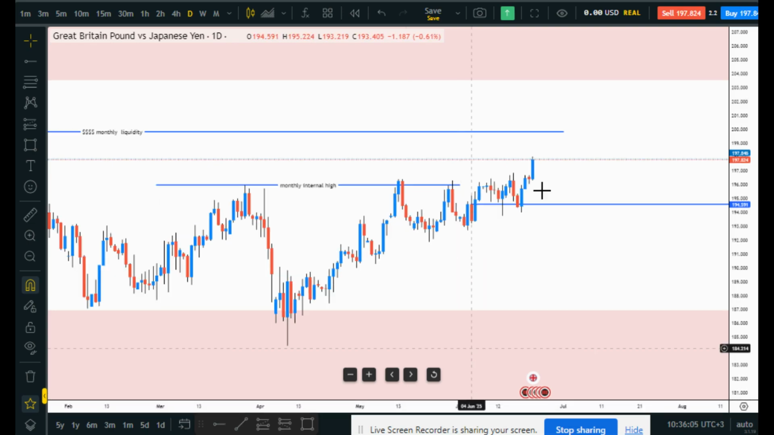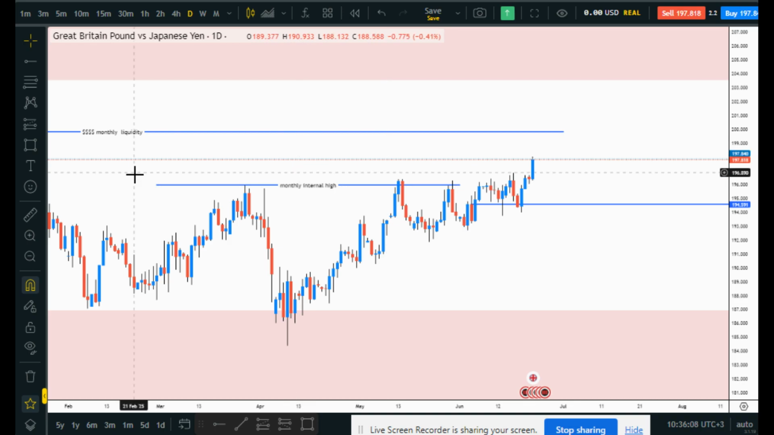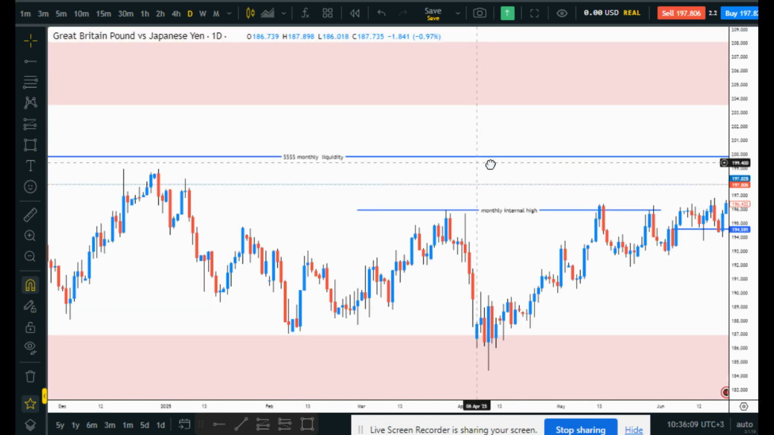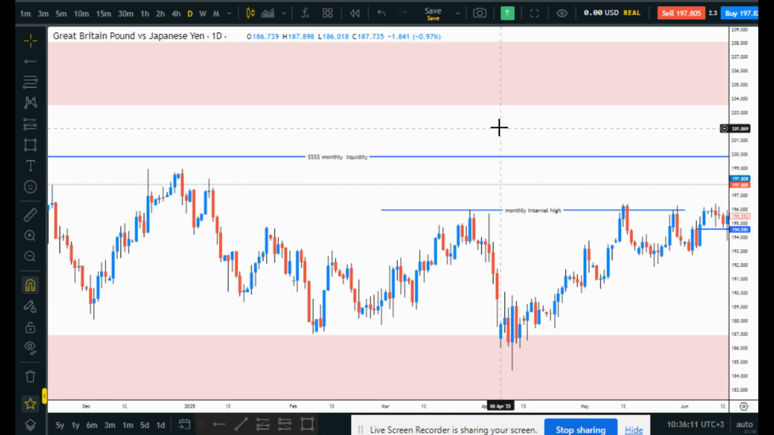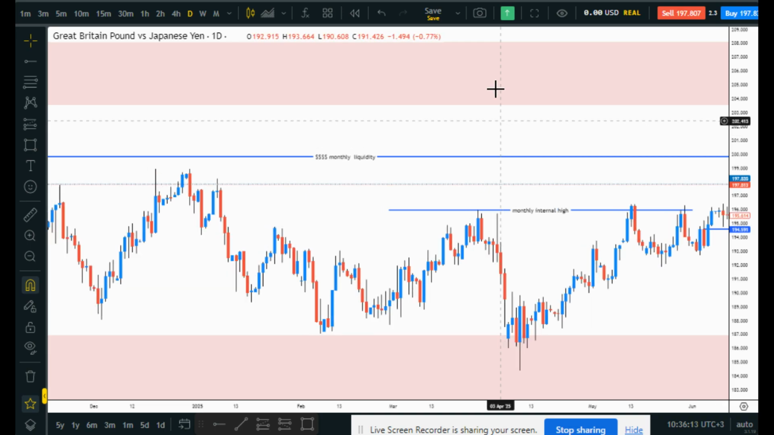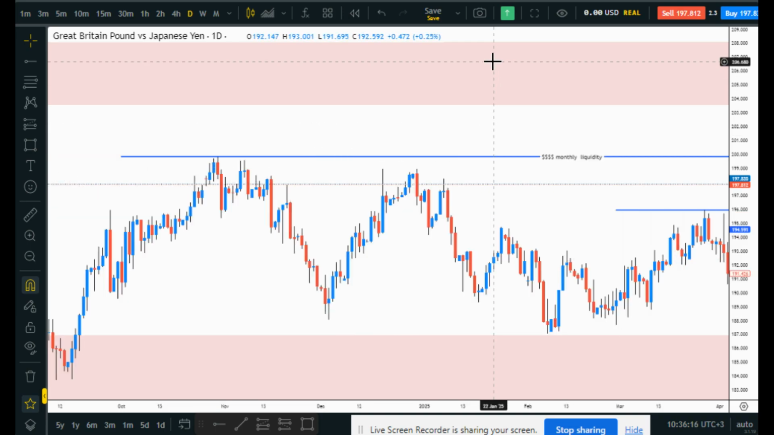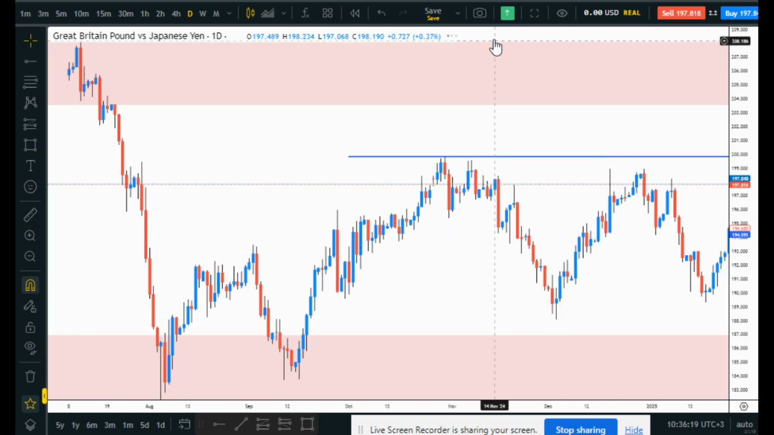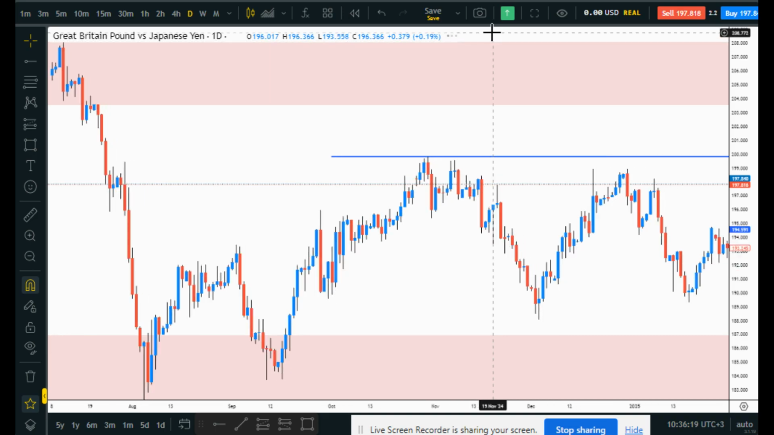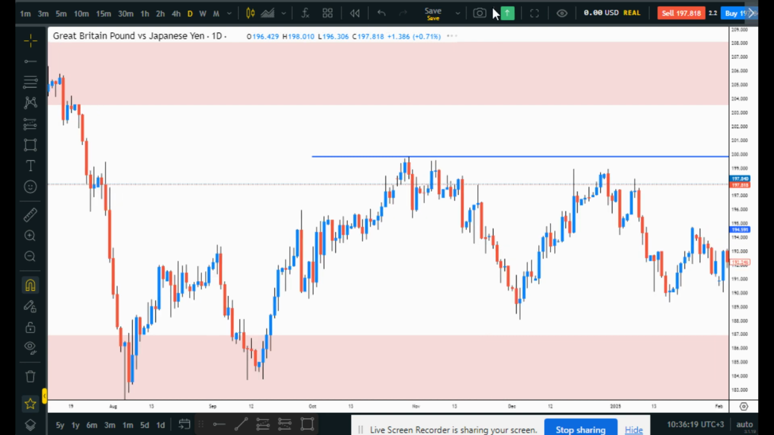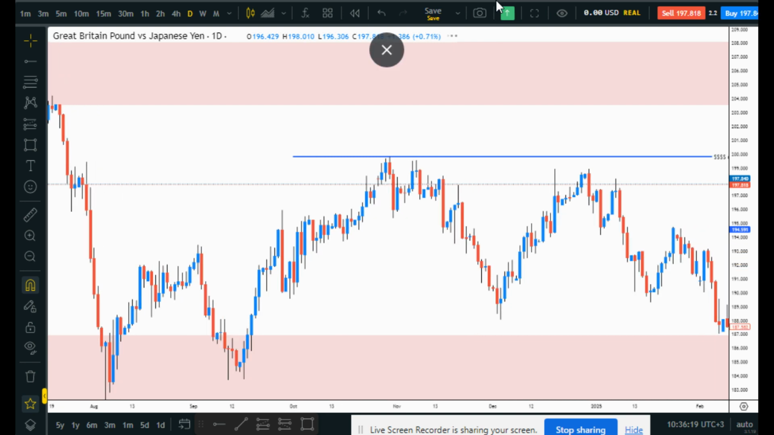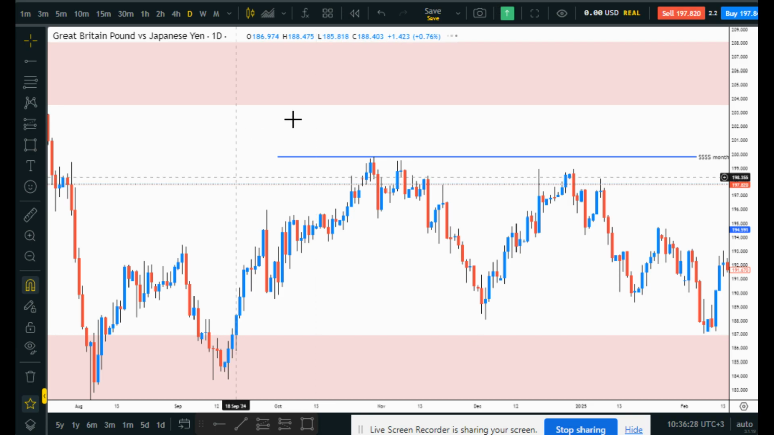But I took a look at this level over here. I saw that at this point there is liquidity. Let me mark it.